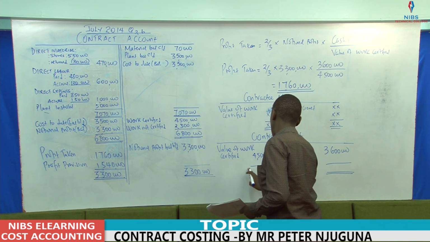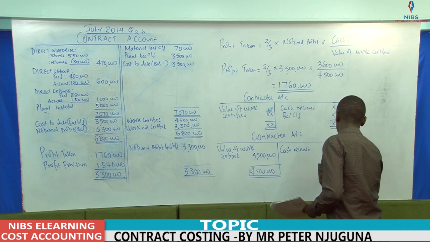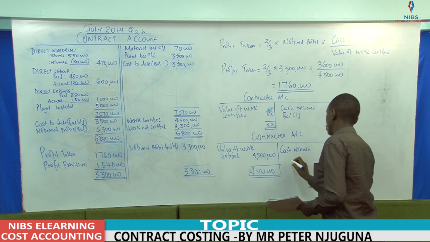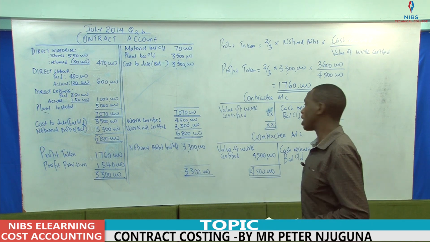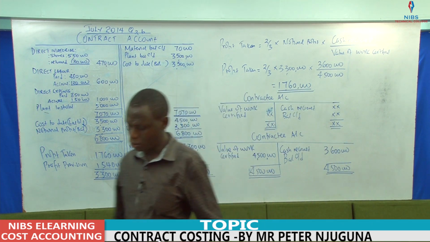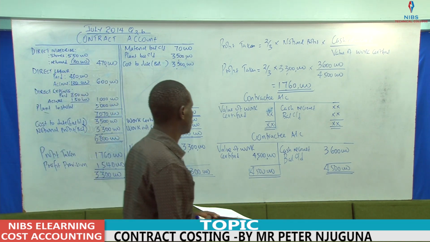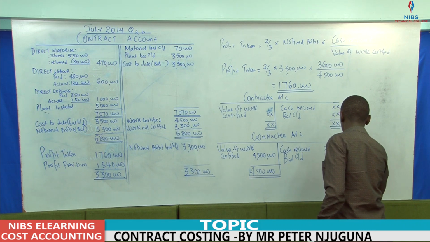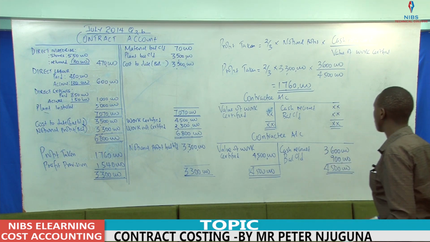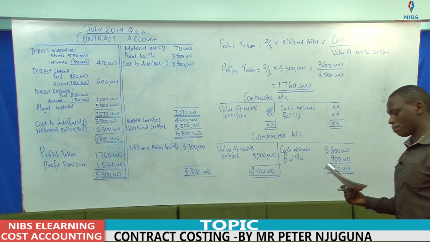So I tend to think this will be 4.5 million. So what is our balance carried down? This one is 900,000. Yes, that is for the first part.